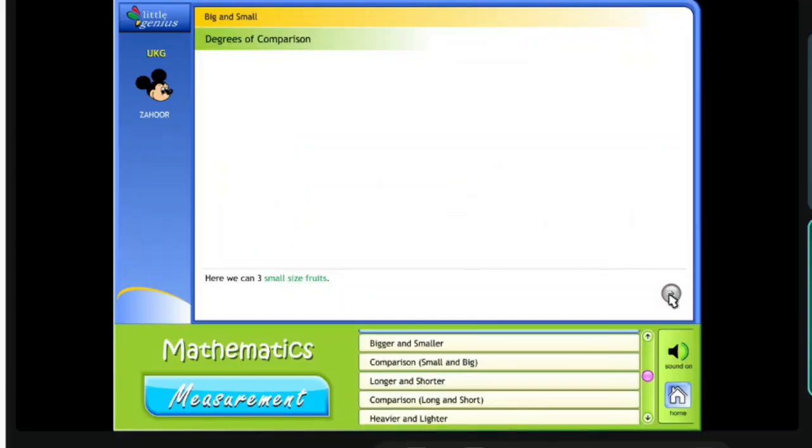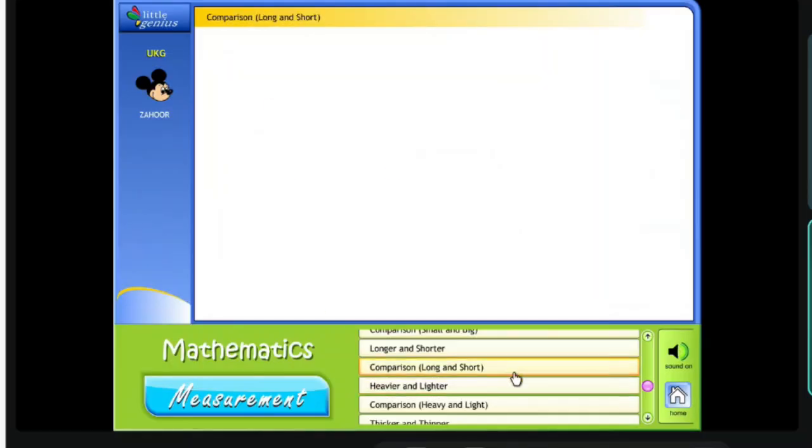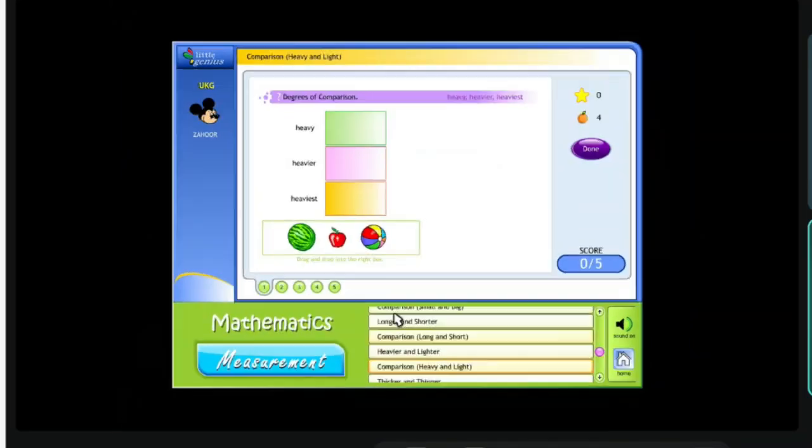Here we can see 3 small size fruits. Orange is a small fruit. Strawberry is smaller than the orange. Date is the smallest fruit with respect to strawberry and orange. So this way, thereafter tests, all varieties of tests will be here. Hundreds of tests will be there.